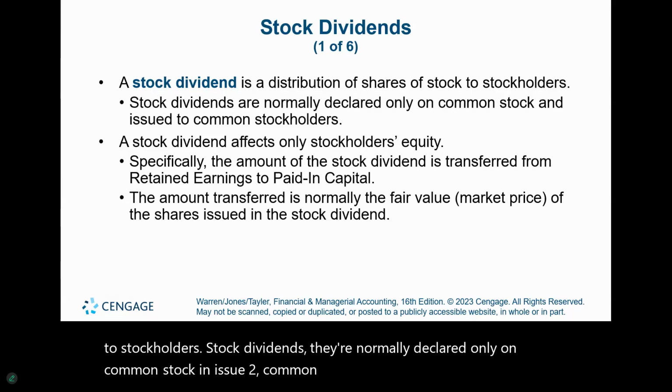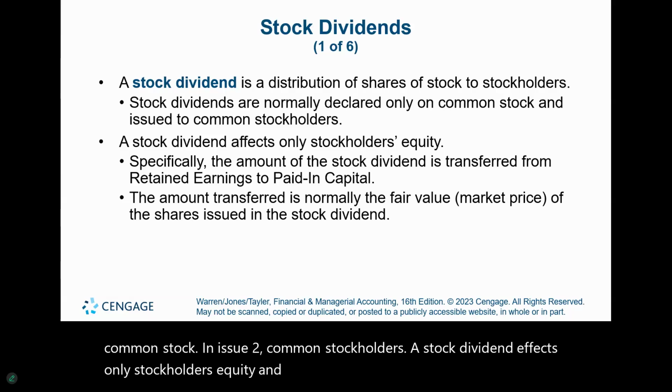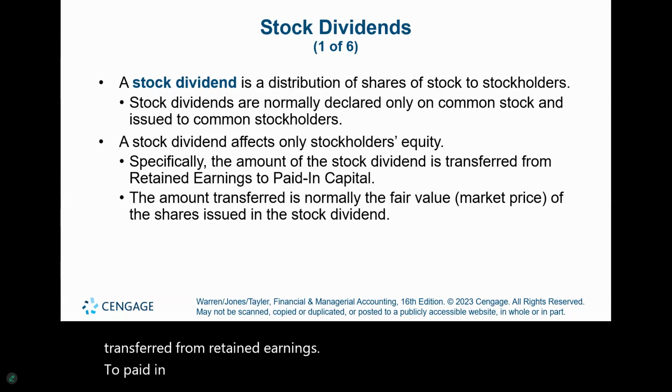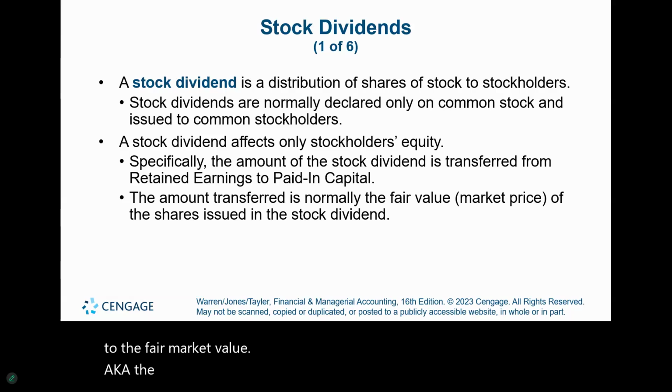A stock dividend affects only stockholders' equity, and specifically, the amount of the stock dividend is transferred from retained earnings to paid in capital. And the amount that's transferred is normally equivalent to the fair market value, aka the market price, of the shares that were issued in the stock dividend.